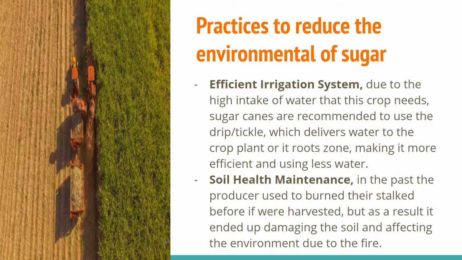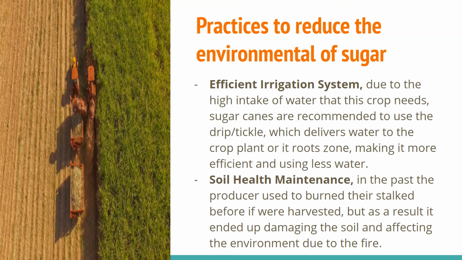There are some practices that are used to reduce the environmental impact of sugar canes. One of those is the environmental irrigation system. Due to the high intake of water that these crops need, sugar canes are recommended to use the drip irrigation technique, which delivers water to the crop plant or its root zone, making it more efficient and using less water. Also, it is highly recommended to maintain soil health.